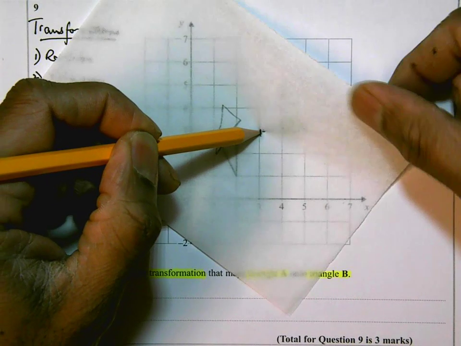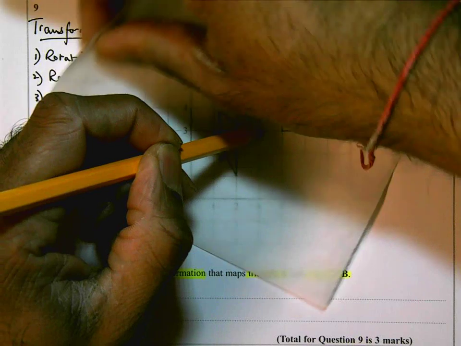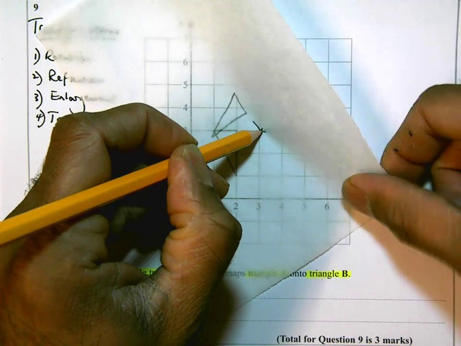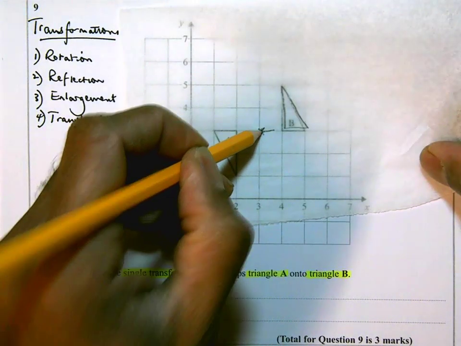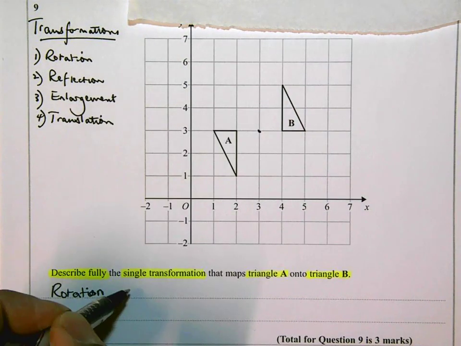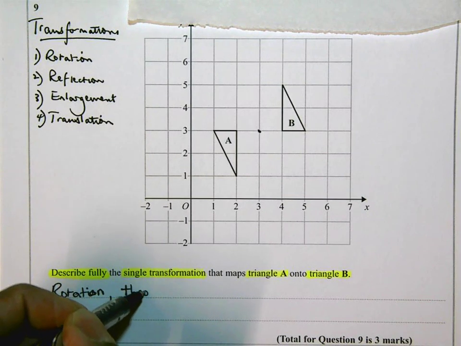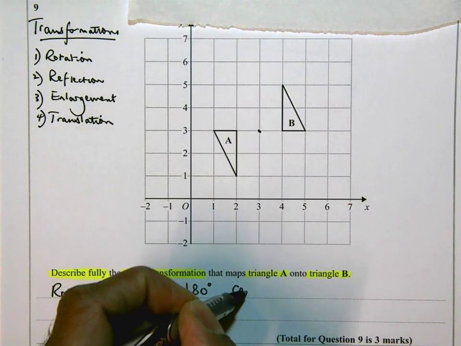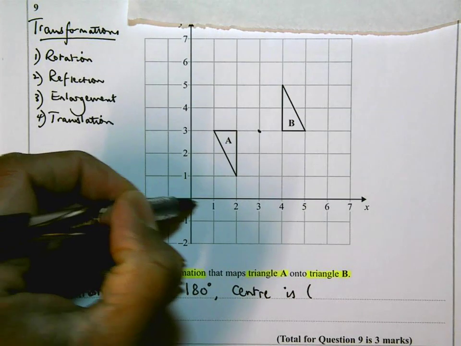Alright, what's the angle do I need to turn it through? It's turning through half a turn. If you're not sure about that, draw a line there and look at how the line turns. The line is turning through 180 degrees. So I think I have enough information to answer this question fully. It's a rotation. It's turning through 180 degrees. Center is that coordinate there, so the center of rotation is 3, 3.